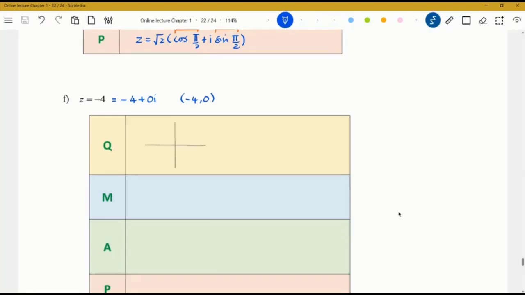So negative value untuk real part adalah pada sebelah kiri. So y kita adalah 0. So ini, so should be here. So negative 4, 0. Okay.